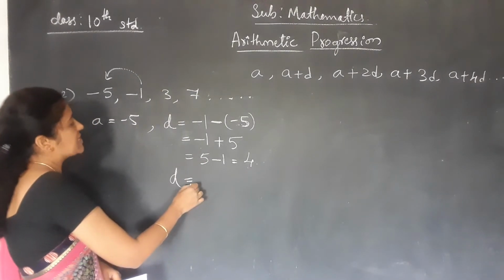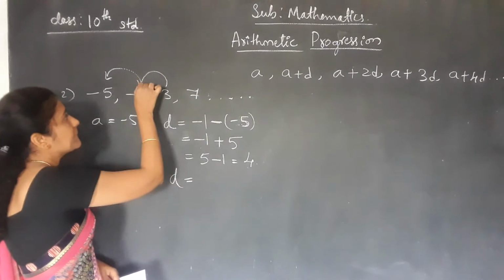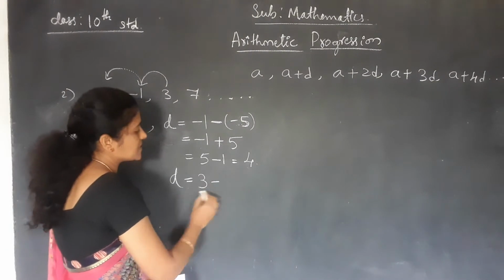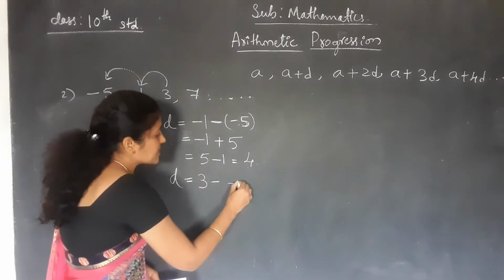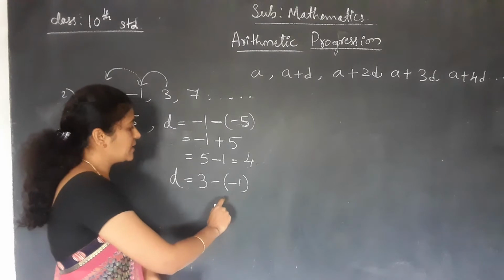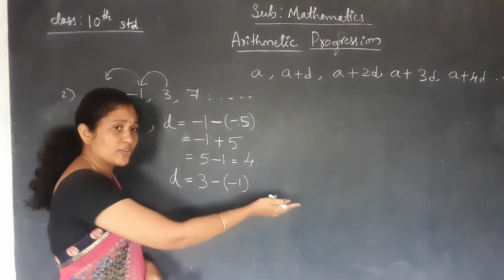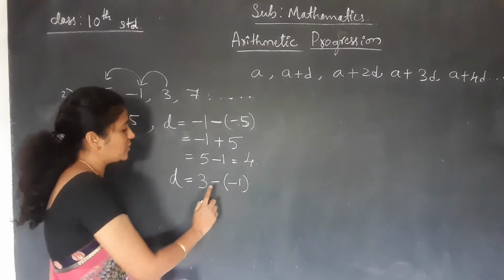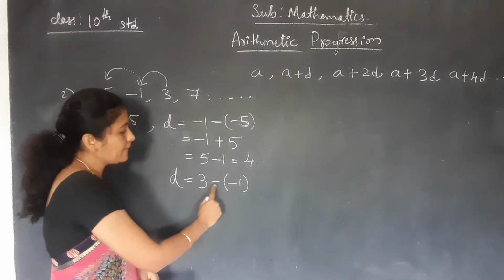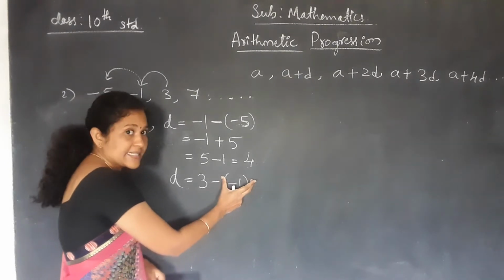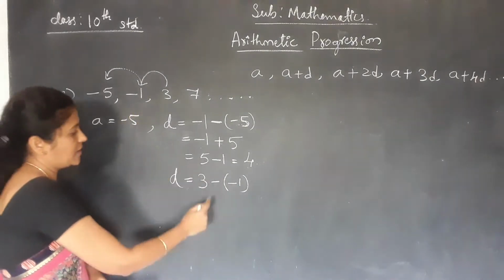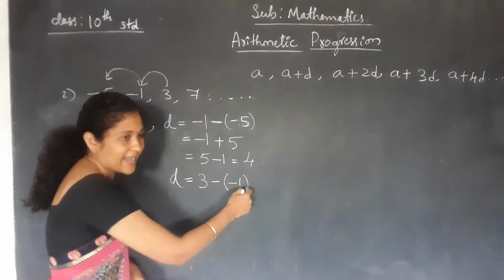So common difference D is third term minus the second. So 3 minus the second term, which is minus 1. Don't write only minus 1, right? It will give you 2. So be very careful when you are dealing with negatives. The third term is 3, minus the second term, you are subtracting. The second term is minus 1. That's why I have put it in a bracket.